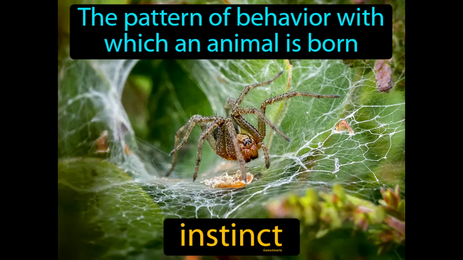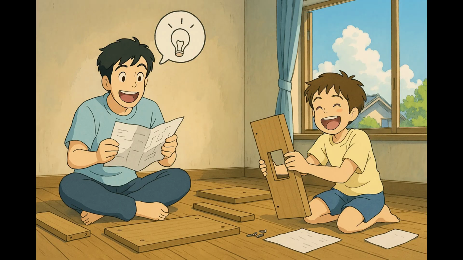The pattern of behavior with which an animal is born. Instinct. Instinct is an automatic response or behavior present in animals that doesn't need to be learned. Imagine trying to assemble a piece of flat-pack furniture without any instructions, relying solely on intuition. This situation is similar to how animals rely on instinct, as they are born with an innate instruction manual that guides their behavior without needing to learn it from scratch.